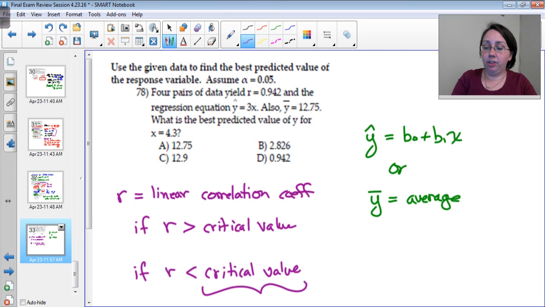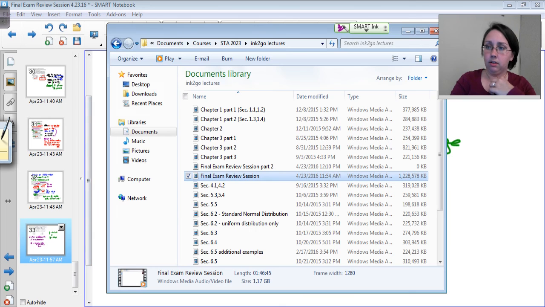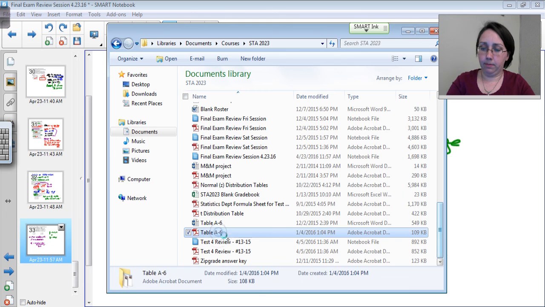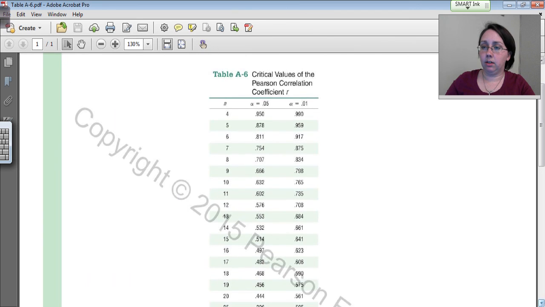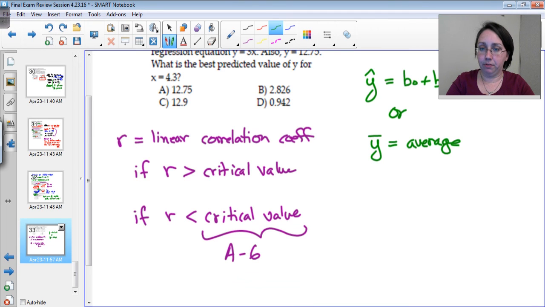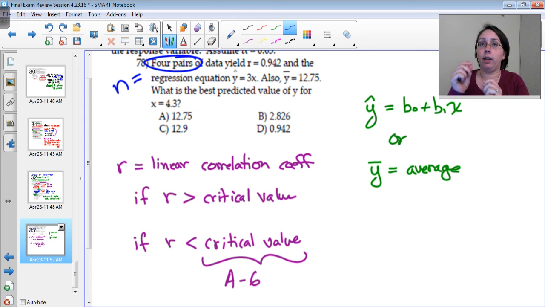Now, your critical value you get from table A, I think it was A6. Let me bring that up. A6. This is a table that's provided on your test if you need it. Alright, so to use this table, you need your N and your alpha. All right, where's N in our problem? 4 pairs. That's our N. Remember, N is paired data, not every X plus every Y. It's how many pairs do you have.